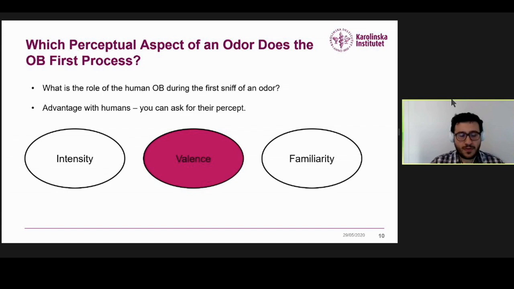Generally, it seems that olfactory bulb helps make decisions on approach avoidance behavior, and also particularly for negative stimuli. Here, the advantage we have with humans is that we can easily ask them about the perceived valence, whereas this is not possible with the animal literature.